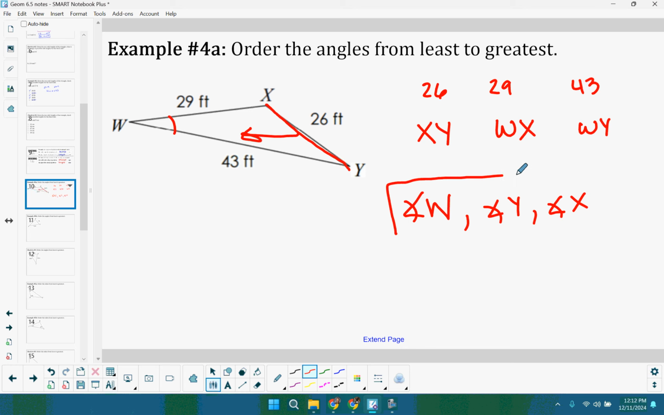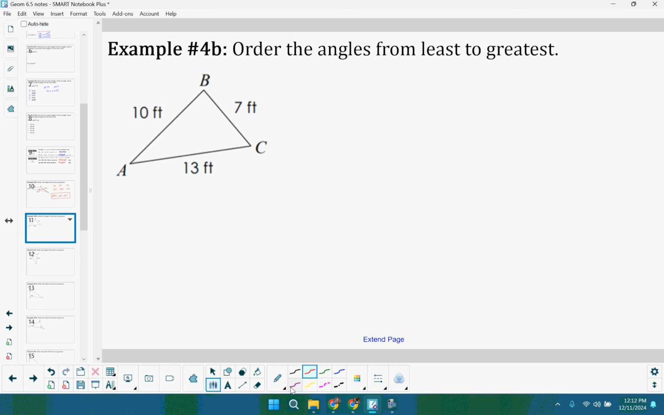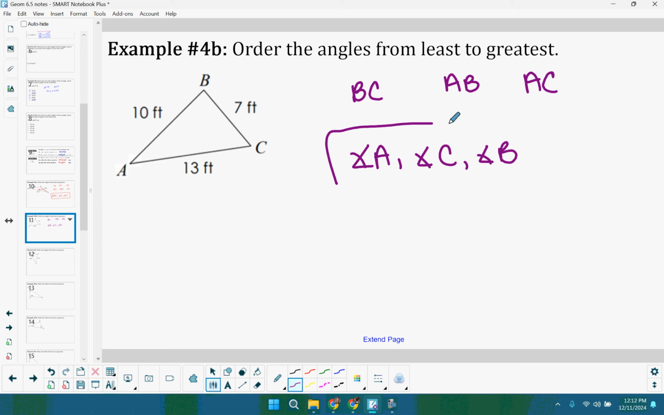So this would be my angles in order from least to greatest. Do another one. My shortest side was 7, that was BC. You don't always have to write the numbers. My next side was 10, that was AB. And my last side was 13, that was AC. So the missing letter here was A. The missing letter here was C. And the missing letter here was B. So those are my angles of this triangle from least to greatest.